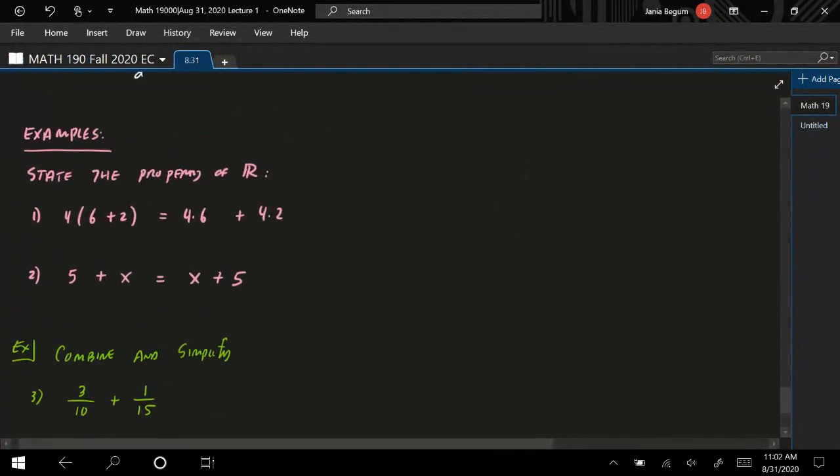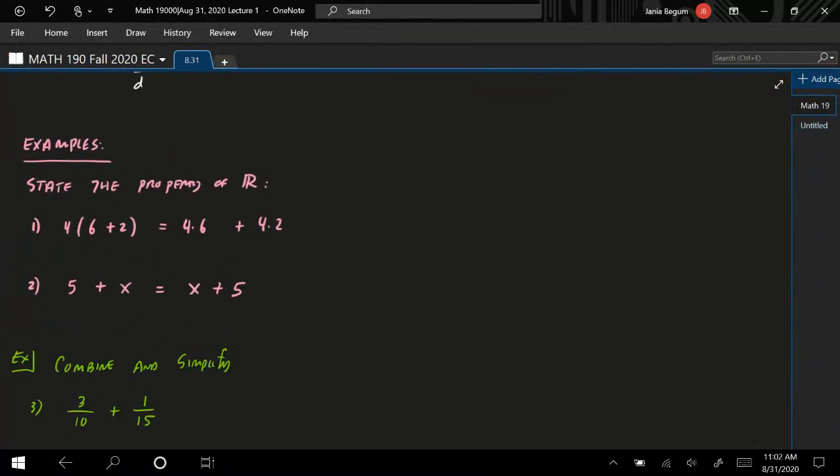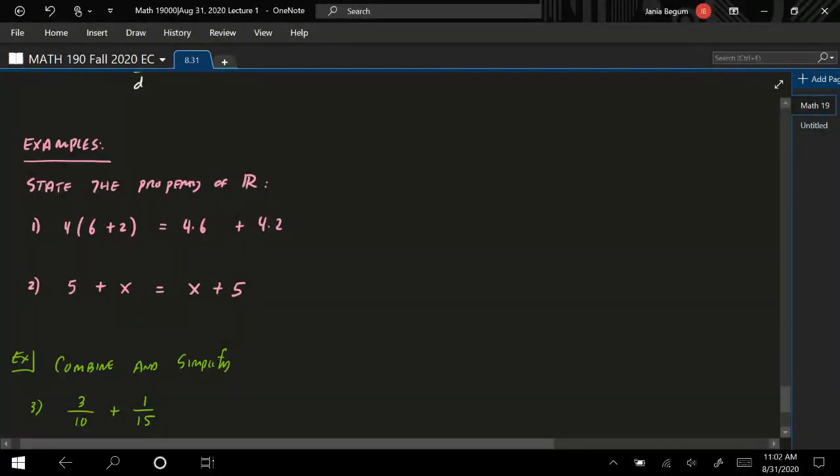For the first one, let's hear from Jordan. Tell us what's the property being used for number 1. Distributive. Which distributive? Left. Left, right. So we're reading 4, which is located on the left side of the parentheses. So this is a left distribution. Okay, thank you, Jordan.